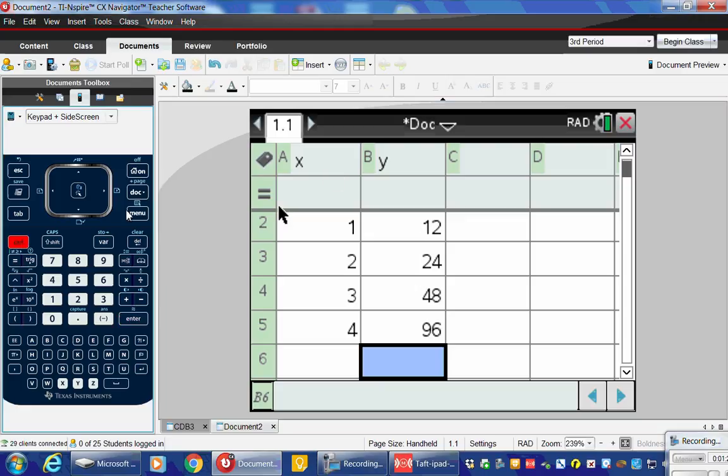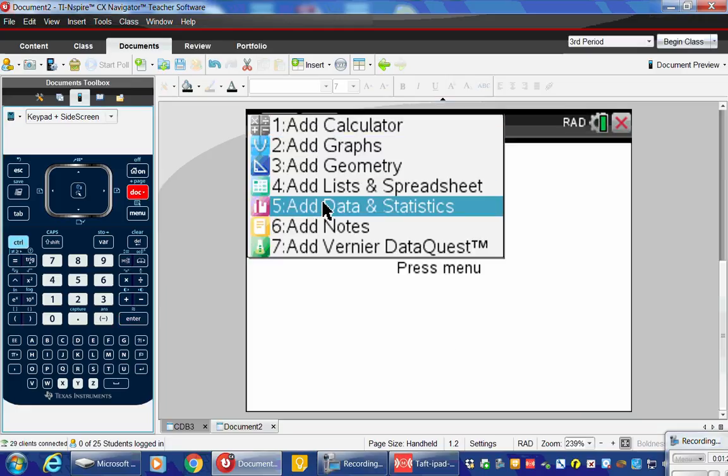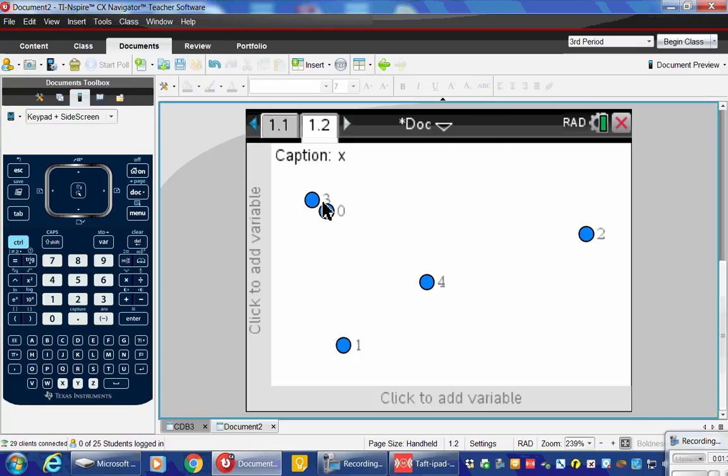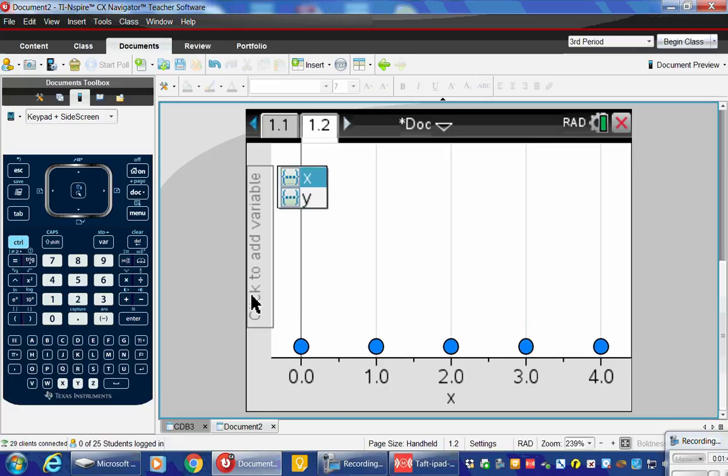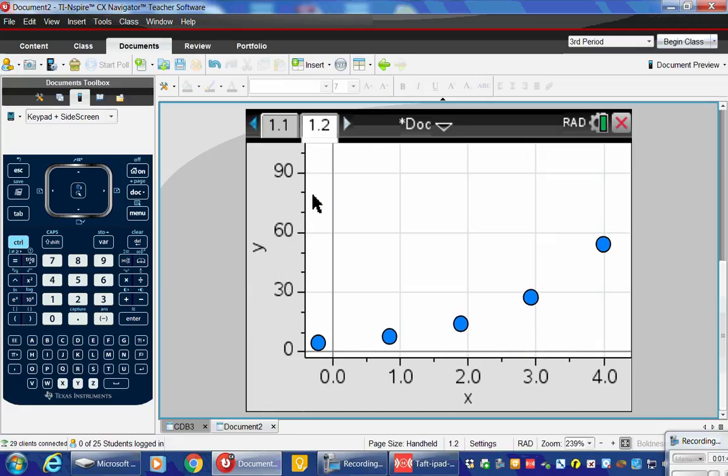So then I'm going to add a data and stats page. So control doc, add data and stats. And I can change my axes. So the bottom, the horizontal axis is x. The vertical axis is y. And I see that I have a nice exponential trend here.